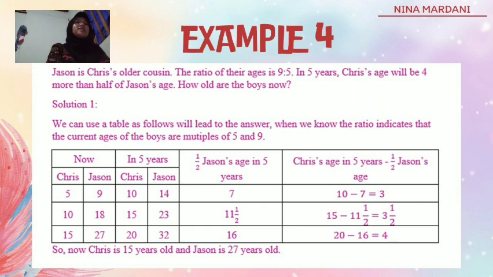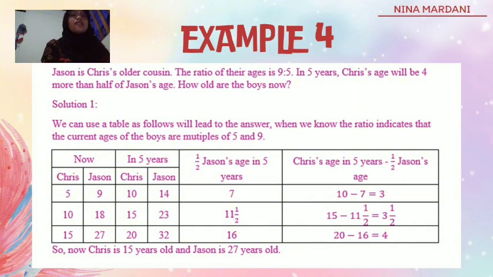In 5 years, Grace's age will be 4 more than half of Jason's age. How old are the boys now? Solution 1, we can use a table as follows. We know the ratio indicates that the current ages of the boys are multiples of 5 and 9. Now Grace 5, Jason 9.